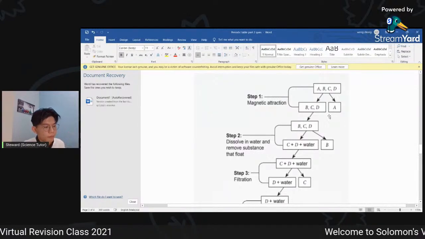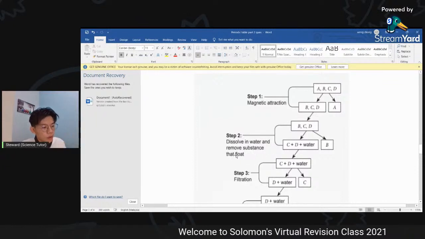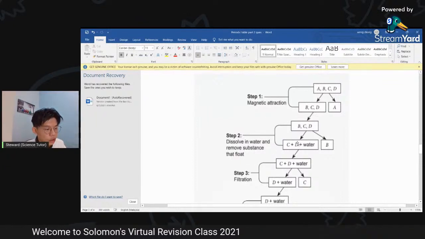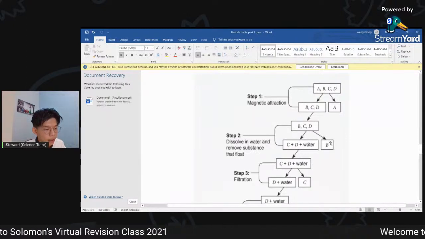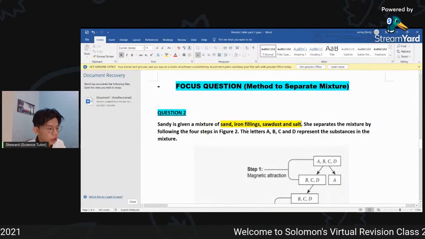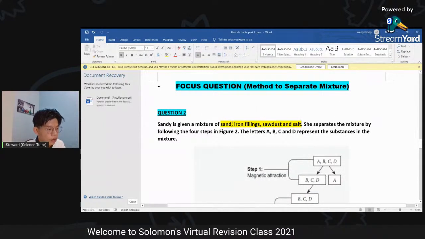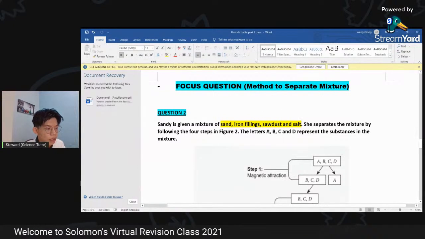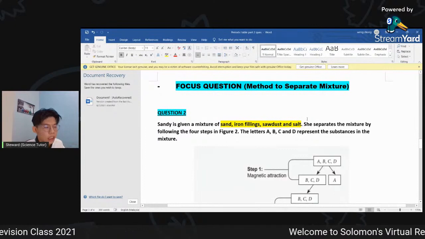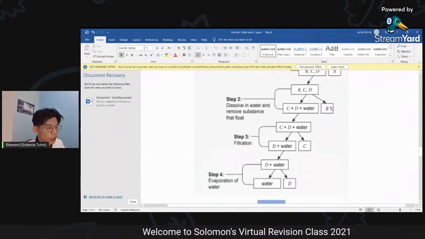Okay, so kita proceed. B, C, D. Okay, B, C, D dia dissolve in water and remove substances that float. Okay, dia campur dengan air kan, so maksudnya C dengan D ada air dah. Lepas tu B dia float. So B dia float. Kalau float, kita tengok tadi iron filling dah cancel out dah ada dah A dah. So yang mana boleh float? Sand tak boleh kan, sand tenggelam. Sawdust macam boleh kan. Salt macam dah melted dalam air kan. So kita ada jawapan dia, sawdust. B. Okay, B ialah sawdust.